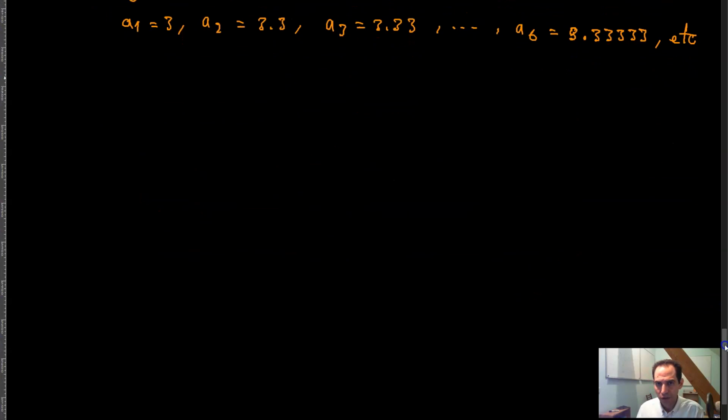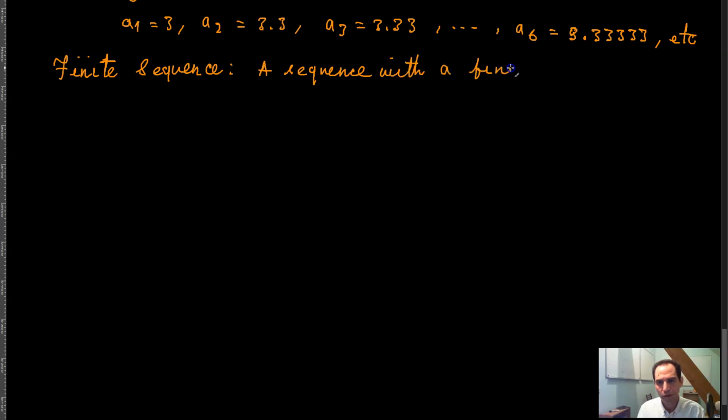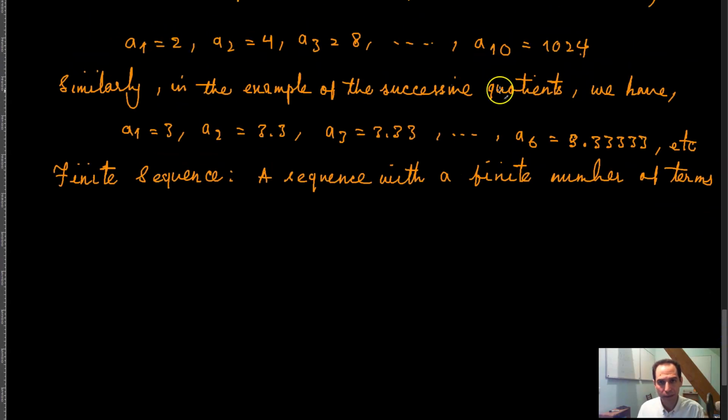Now, as something like a definition, a sequence containing a finite number of terms is called a finite sequence. For example, the sequence of the ancestors of this person is a finite sequence because it contains 10 terms, a fixed number.